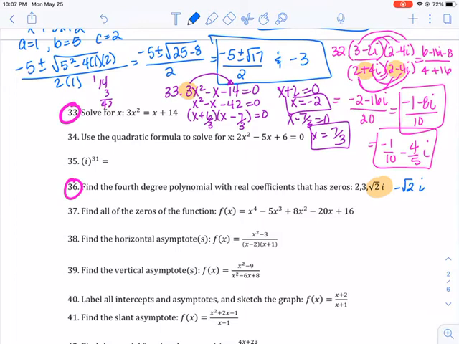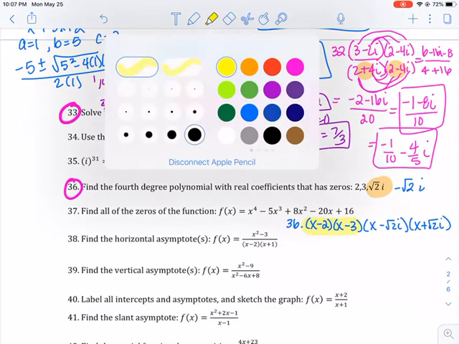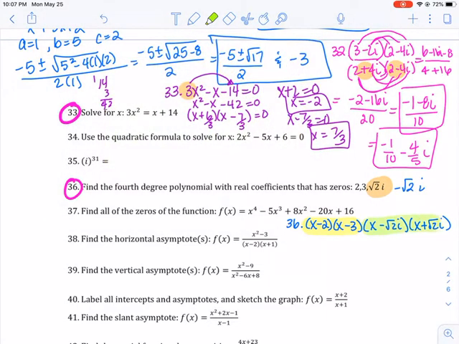All right, now that I have the four zeros, we're going to set up the factors, and once you have the factors, you just want to multiply them together. A zero of 2 means your factor would be x minus 2. A zero of 3 would give me a factor of x minus 3, x minus rad 2i, and x plus rad 2i. Now we need to multiply all this together. The best way to do it is to multiply the real numbers first, and then multiply your imaginary numbers, and then we'll multiply that together at the end.